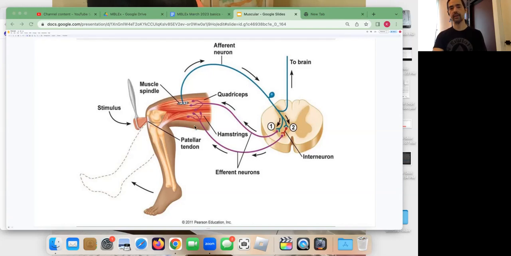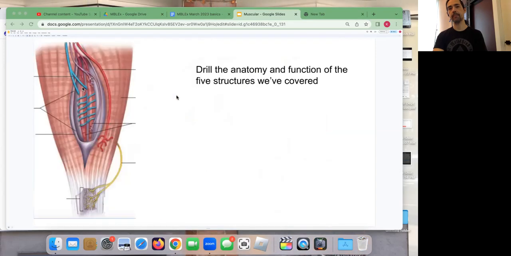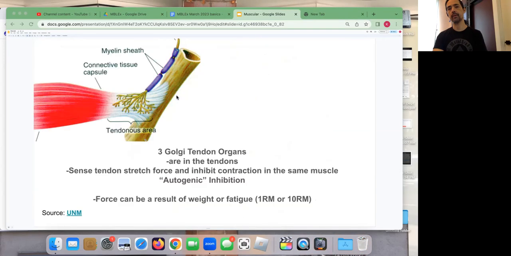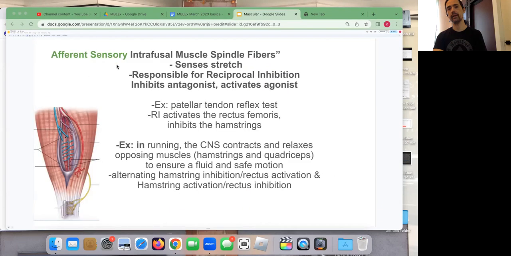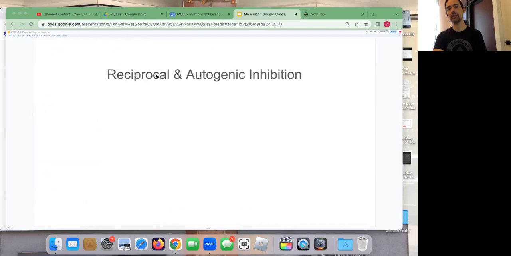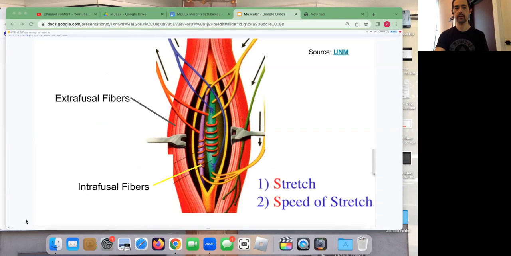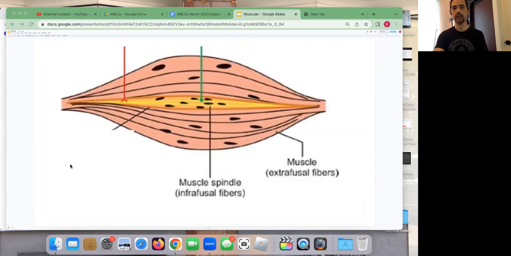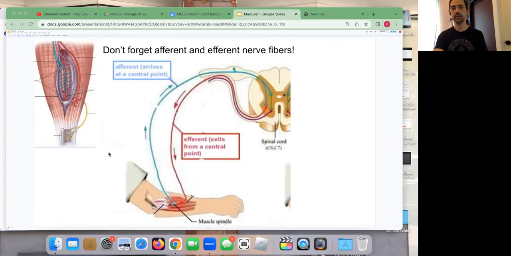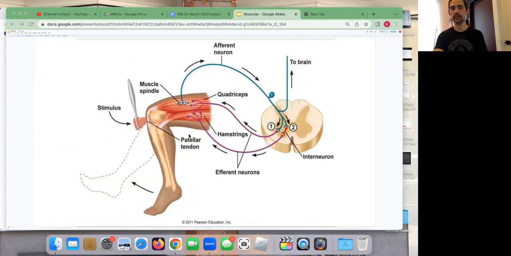Since there's an antagonist involved, that's called reciprocal inhibition. It should be much closer. I don't know why it's so far away. Oh, I see, because I wanted to go through all this. Okay. Reciprocal inhibition is where the antagonist is inhibited.